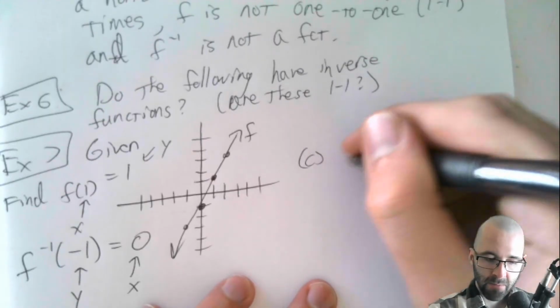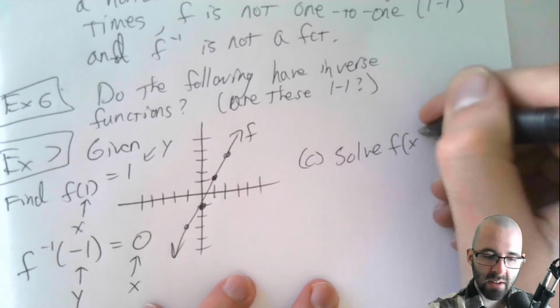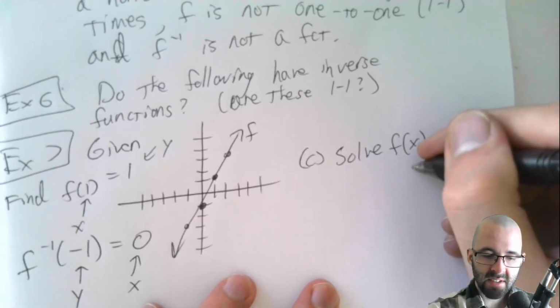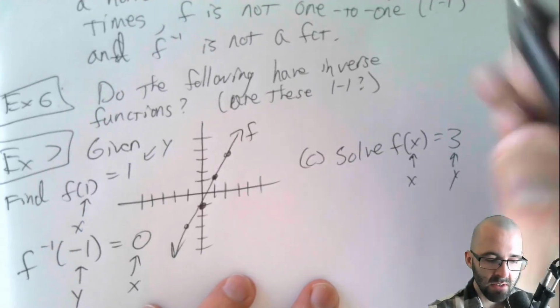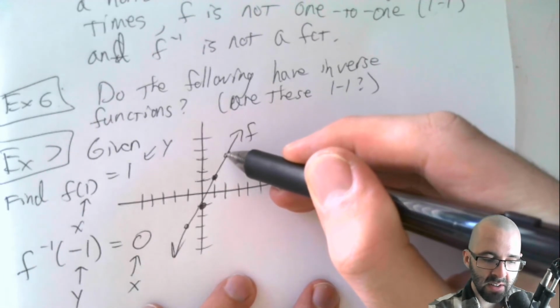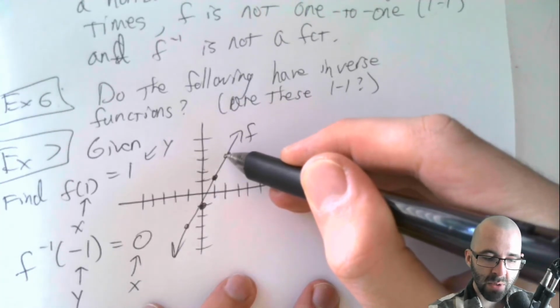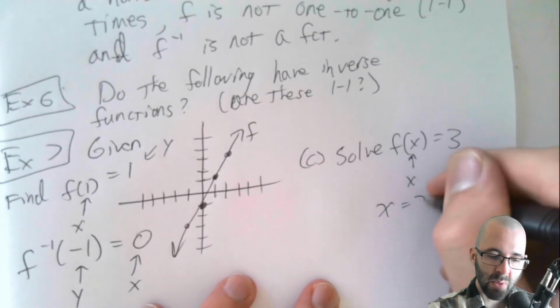Part C. Solve f of x is equal to 3. So again, this is saying what is x when y is 3. So you find y equals 3 on the graph. Look left or right until you find where y is 3. Notice x is 2 at this point. I'm going to say when x is equal to 2.